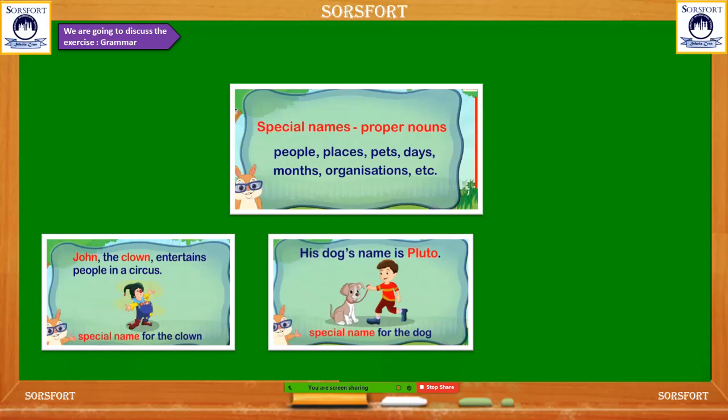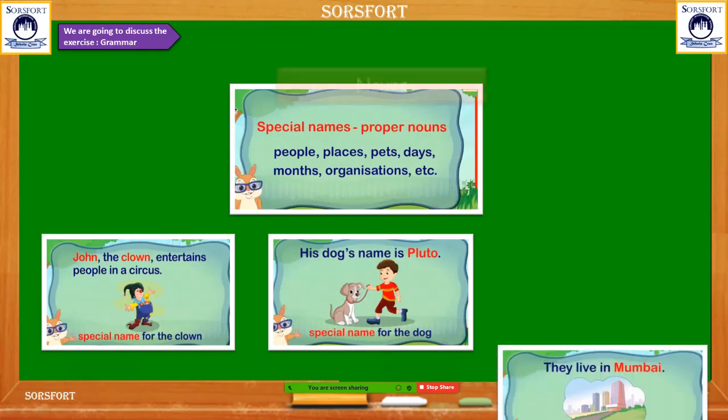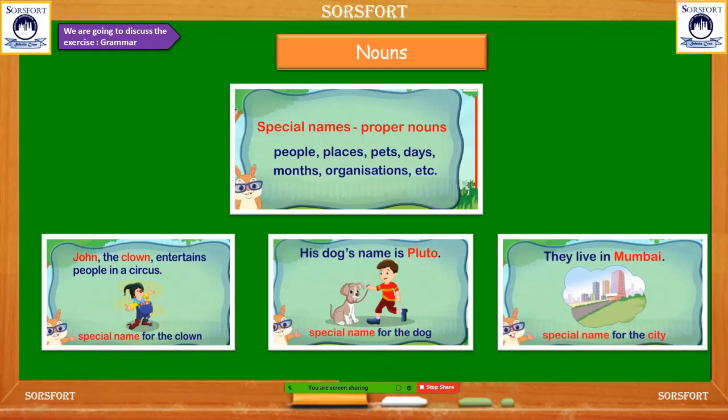His dog's name is Pluto. Pluto is the dog's name. So right now I know the special name for this particular dog. Pluto is a special name for the dog. They live in Mumbai. So now I'm taking the name of this city, the special name for the city. So Mumbai is a special name for a city. So this is a proper noun. That's why we wrote the M in capital letter. So every time we will write a proper noun with a capital letter. You can see Mumbai, M is capital, Pluto, P is capital, John, J is capital.